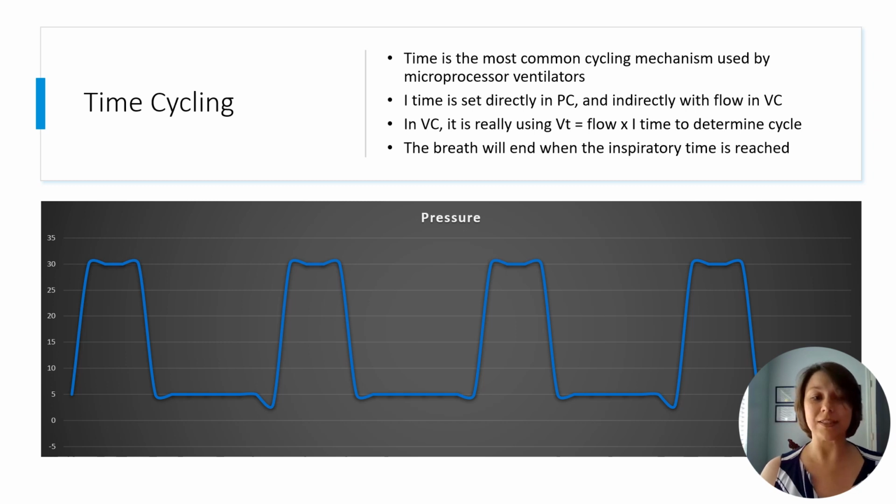The easiest way to see this is really in pressure control ventilation. So here we had that inspiratory pressure of 30. And let's say that we actually set an I-time of 1 second. That means that this breath will end when 1 second has passed. That is really what is ending the breath, is that I-time.